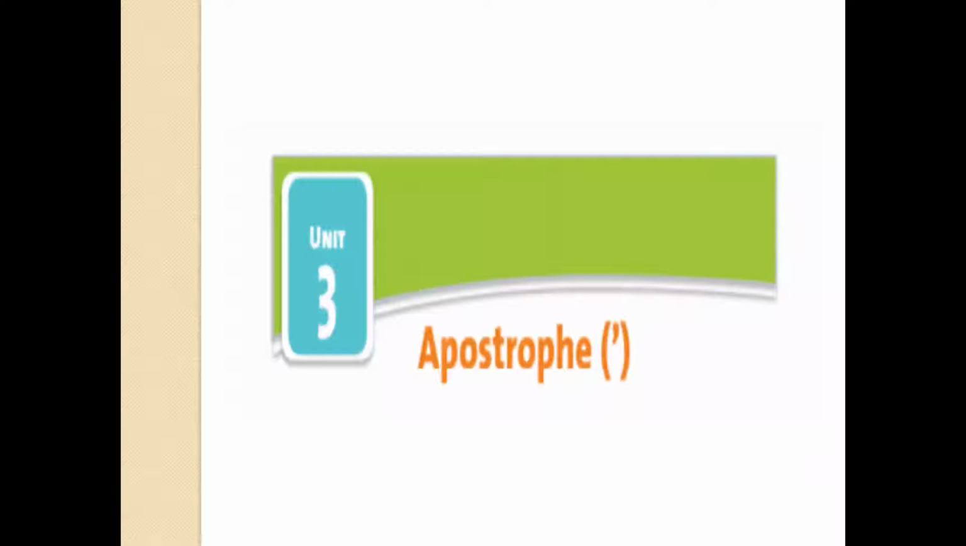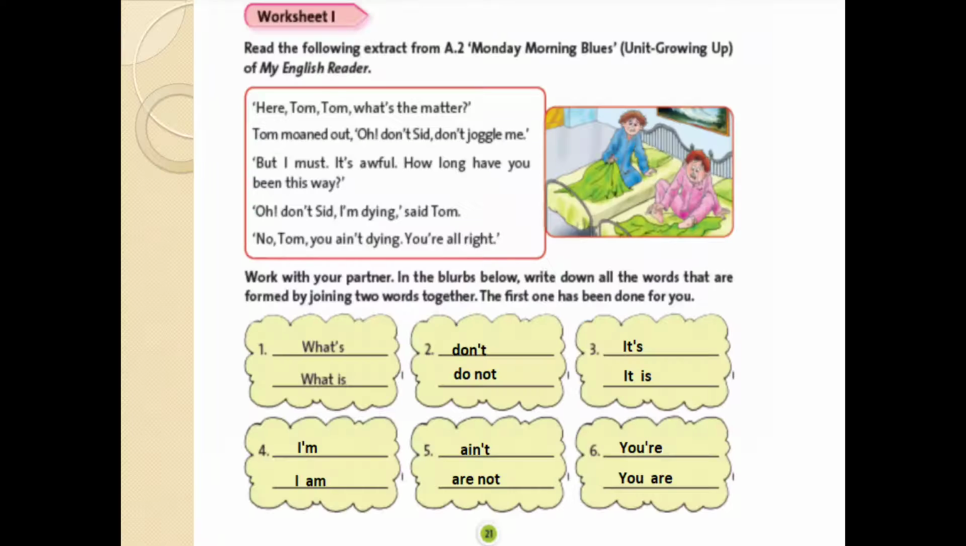Now let's move to our practice book, Unit 3. You can open your books on page number 21. Look at the first worksheet. Read the following extract from Monday Morning Blues, unit Growing Up of My English Reader.